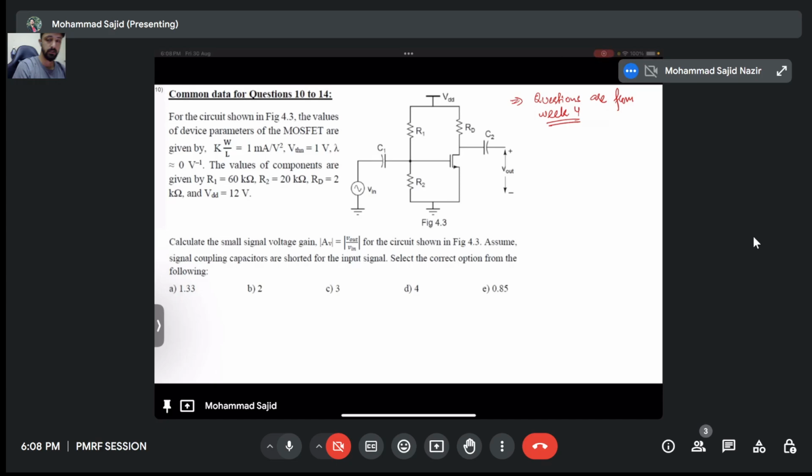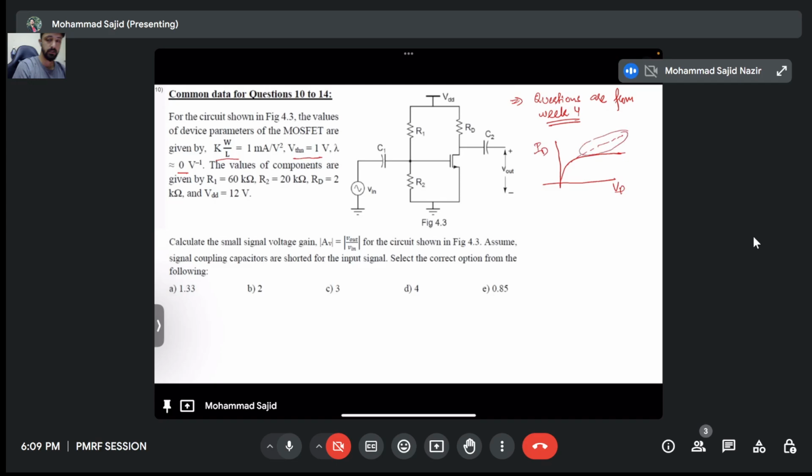Okay, so the question is: for the circuit shown in the figure, the values of the device parameters of the MOSFET are given. kW by L is 1 milliampere per volt square. Threshold voltage is 1 volt. Lambda, the channel length modulation parameter, is 0, that is, there is no channel length modulation. That means if I draw ID versus VD, it will be flat after saturation. And if there was channel length modulation, this one would be the device behavior. Okay, so we're not going there. We'll just focus on solving this question.